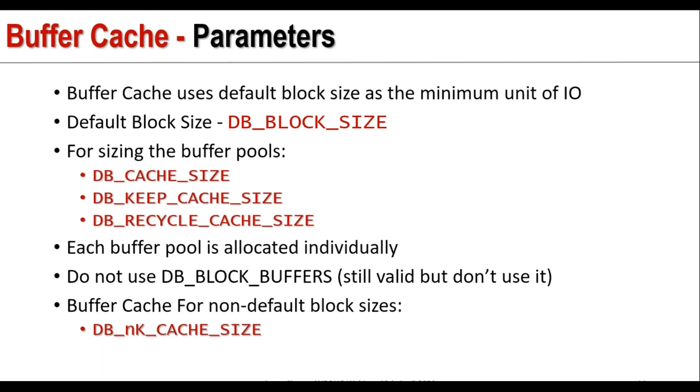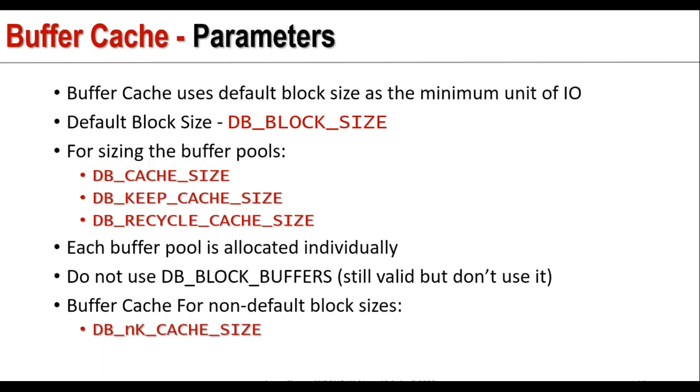You definitely do have the parameters to control the buffer pools, and you also have the buffer cache available in case you want to use non-default block sizes. Non-default block sizes, just in passing, are not meant for improving performance. That can be a side effect, but they are meant for transportable tablespaces. And in case you use a non-default block size, you are supposed to use the non-default cache as well. If you're using 8K as the default block size, you use the standard cache.